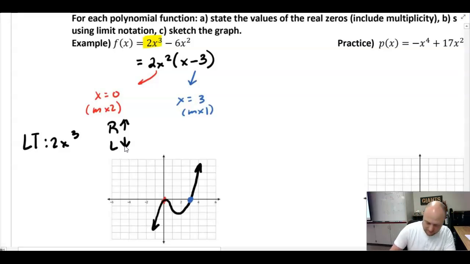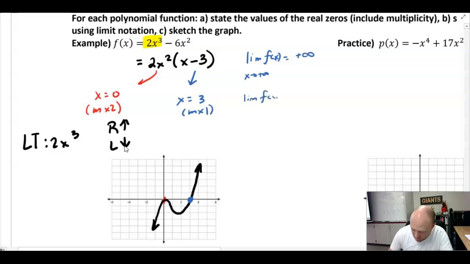Then the limit statements: the limit of f of x as x approaches positive infinity is equal to positive infinity, and the limit of f of x as x approaches negative infinity is equal to negative infinity. So that's the main idea. When you have a standard form polynomial function, you've got to factor, and then it's business as usual.